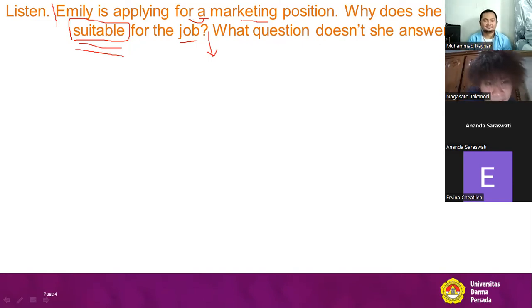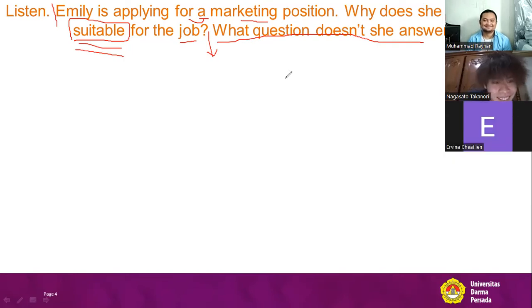Emily is applying for a marketing position. Why does she think she's suitable for the job? What question doesn't she answer? Great, this one is good. When you say, why does she think she is suitable for the job, for the job, the tone goes down. You don't raise the tone on job.